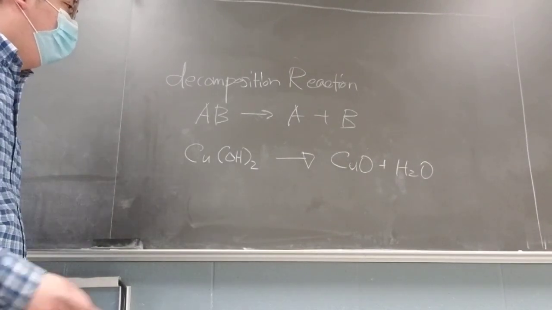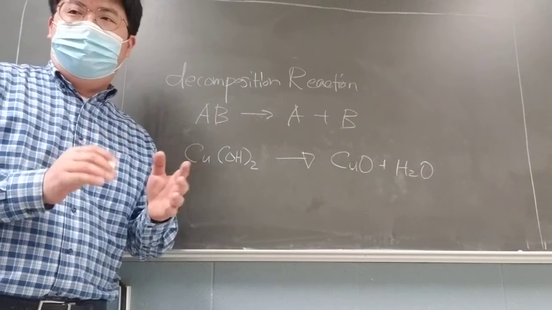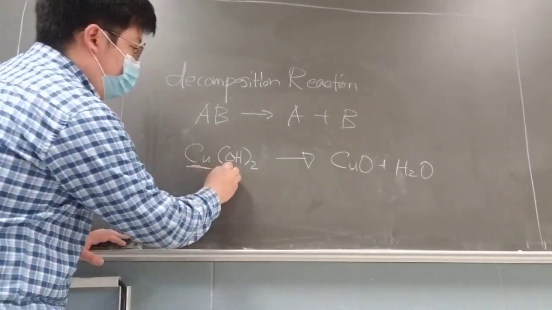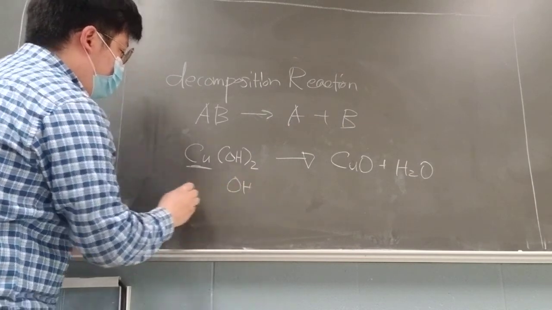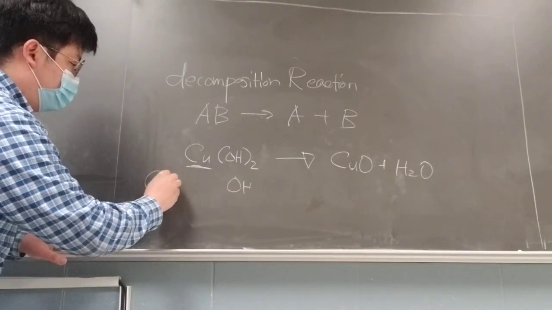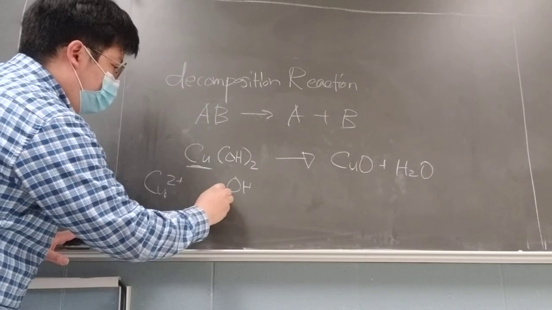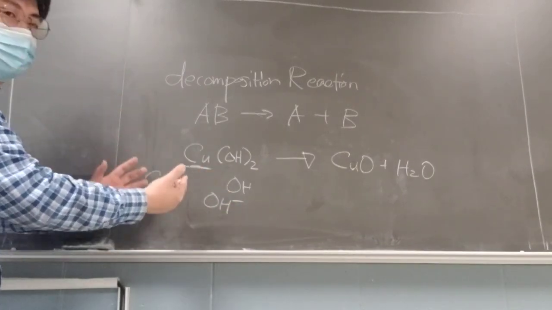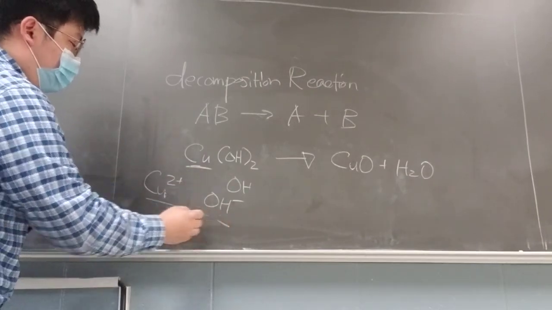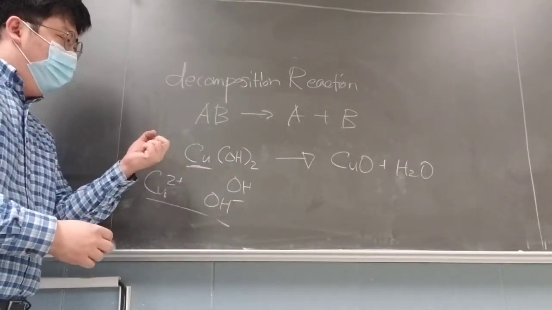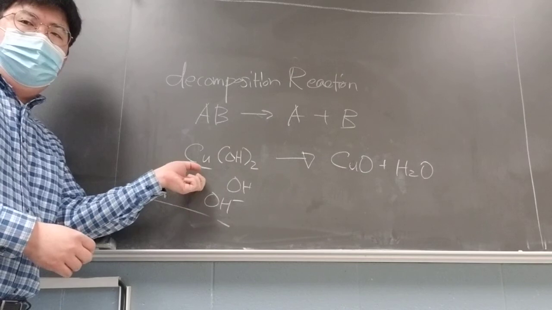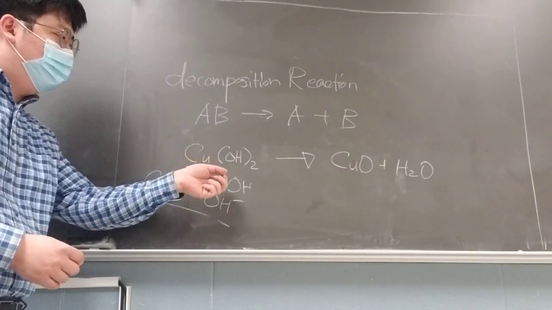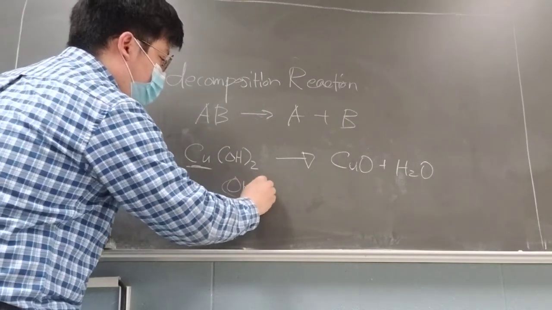There's something I want to tell you here. Actually, I should have told you already, but you see this copper over here, right? And this is OH. So copper is 2 plus over here, and OH is 1 minus. So this is a good example of ionic compounds too. But when I call this compound, I don't just call it copper. The name of this one is hydroxide.